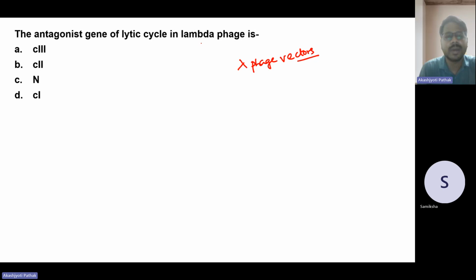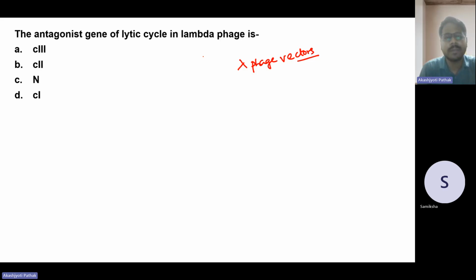In the lytic cycle, what happens? Once the phage DNA enters inside the bacteria, from this DNA, different components of the bacteriophage are synthesized. The capsid proteins, then the tail fibers, all these are synthesized and then assembled. The assembled viral particles lyse the bacterial cell and are released into the media. So this is the lytic cycle.